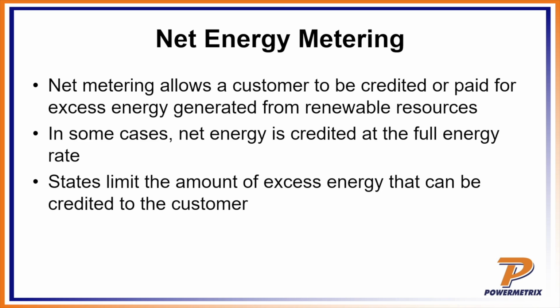Net energy metering is basically where a customer can be credited or paid for excess energy. So if we have a customer that has a large solar array, and during the day that solar array is generating more energy than the customer needs, if the utility gives the customer the option, they can put that energy back onto the grid and be credited for that. The amount of credit, the amount that the customer gets paid, is really up to the utility or perhaps the local PUC or government to dictate how much that is.